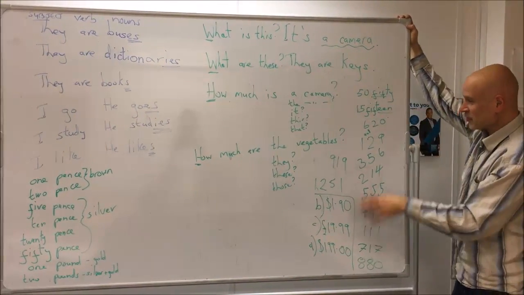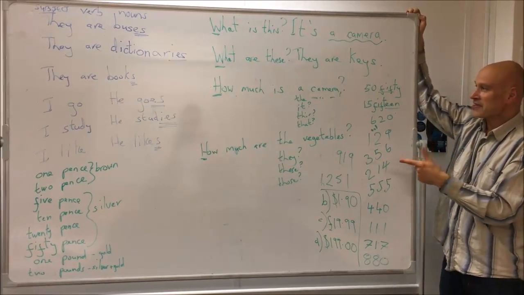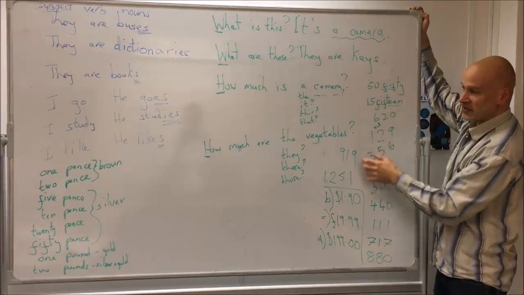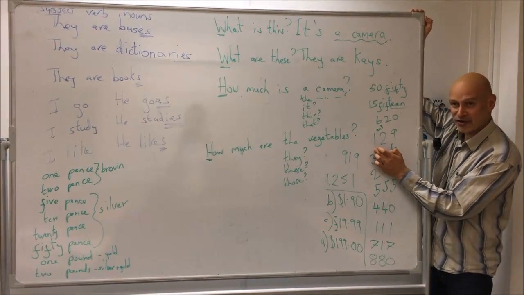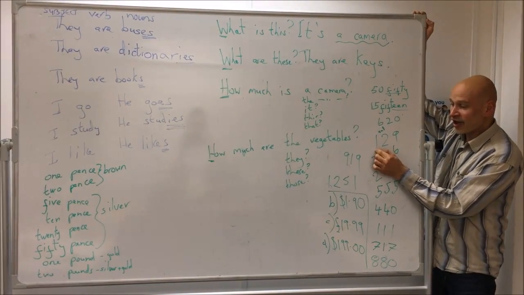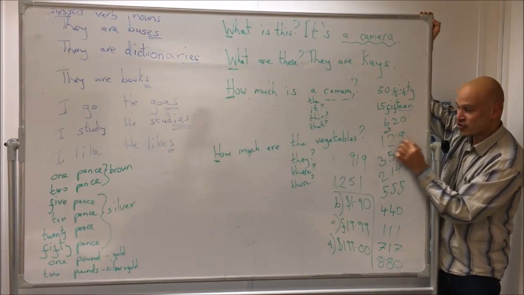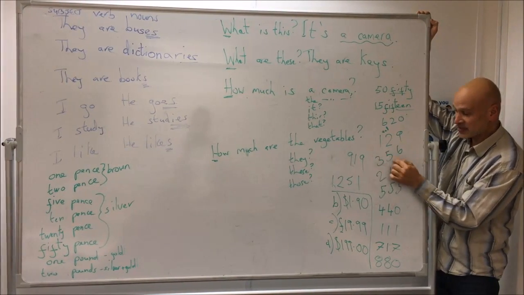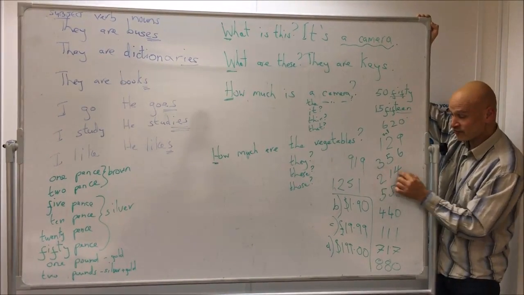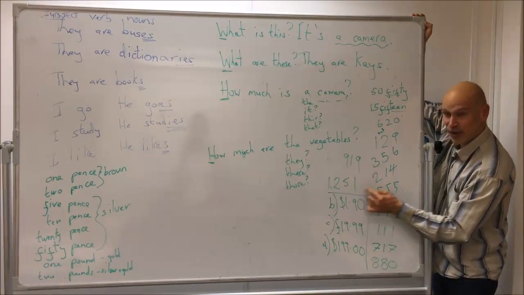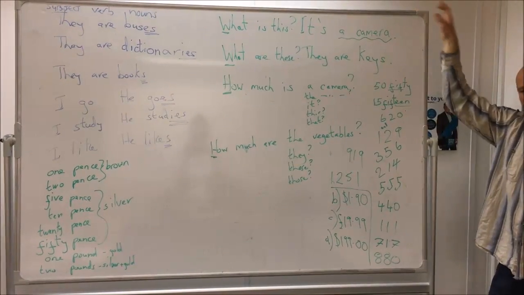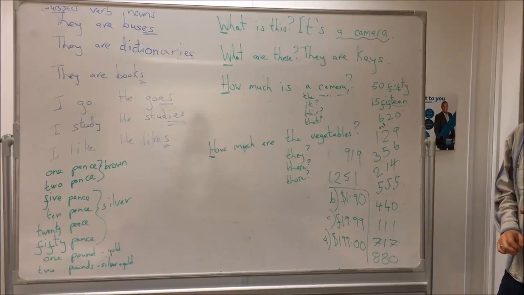And the other thing we looked at was that when we say 15 or 50 or 25, fine, but when we use 100, after 100 we have to say and: 129, 356, 214, 555, 1251. So just little things to remember, okay?